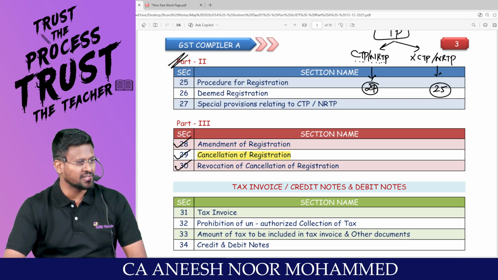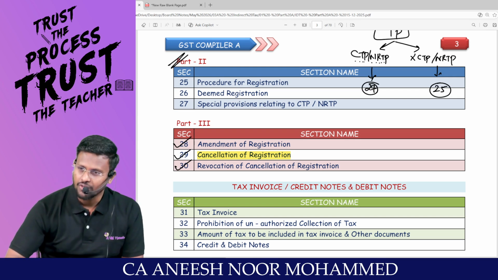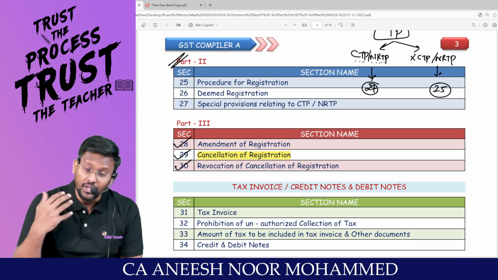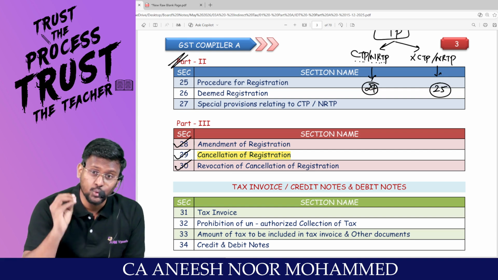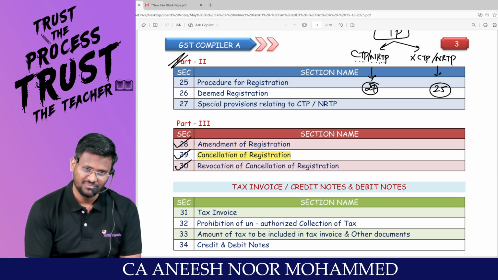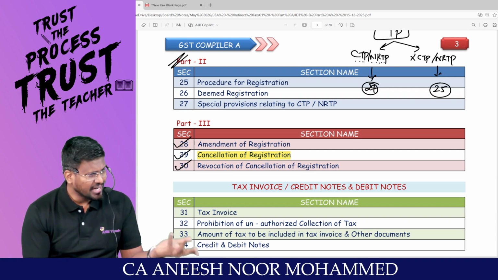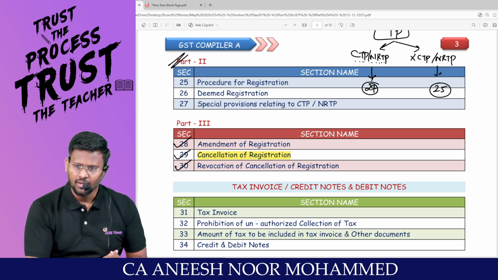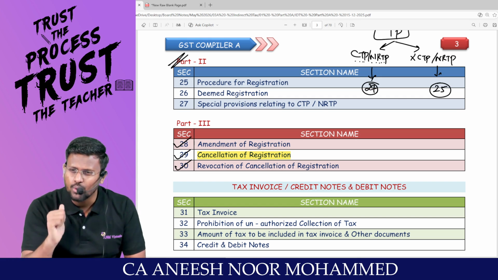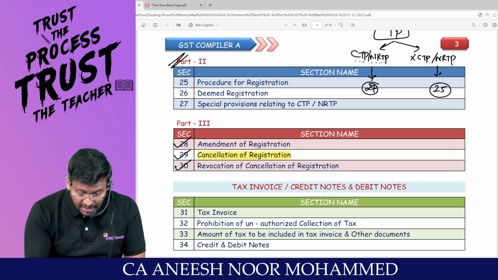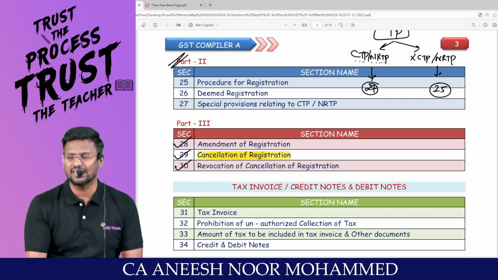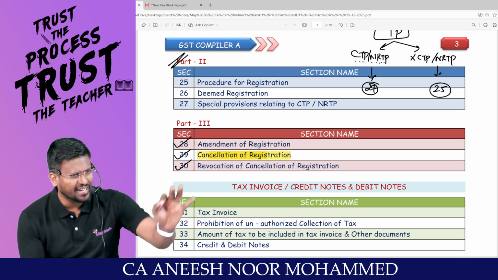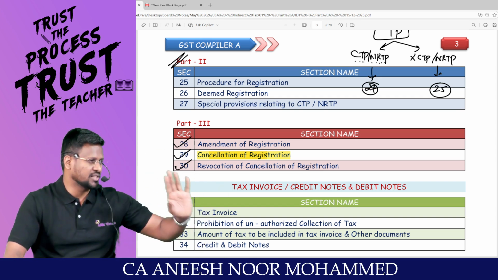In the sense, I have taken registration. For the first 3-4 months, I was a very good boy. I used to file the returns and all on time. After that, sir, I am not at all filing the returns. So the proper officer is asking, then why do you need the registration? He himself will cancel the registration. Now I am going and crying to the proper officer that, sorry sir.